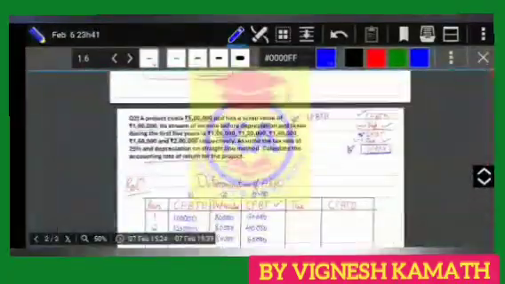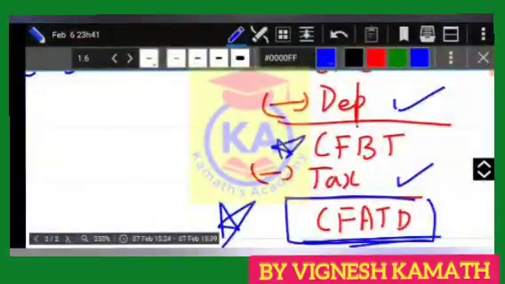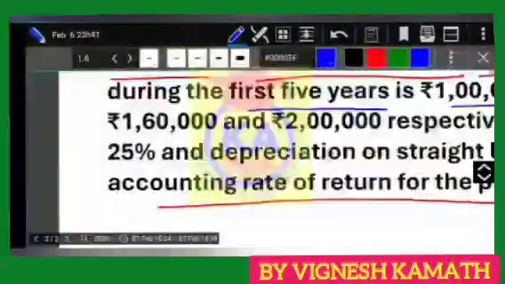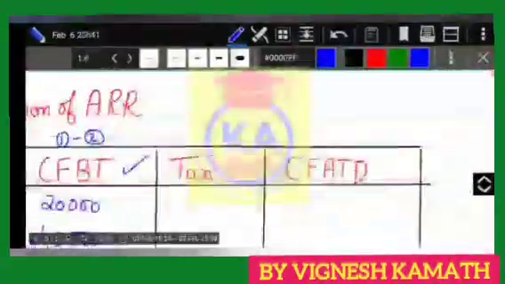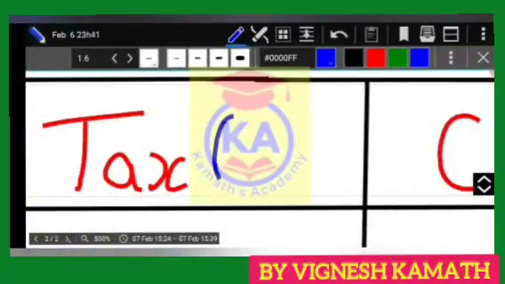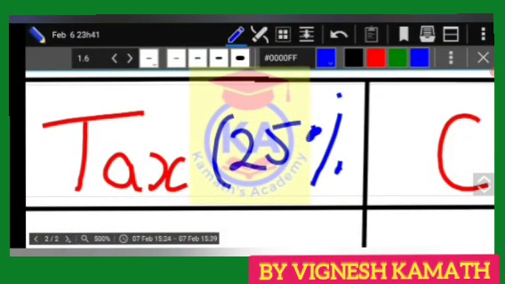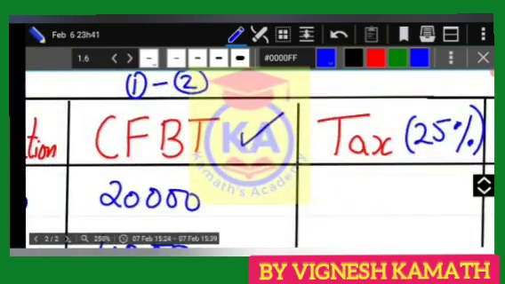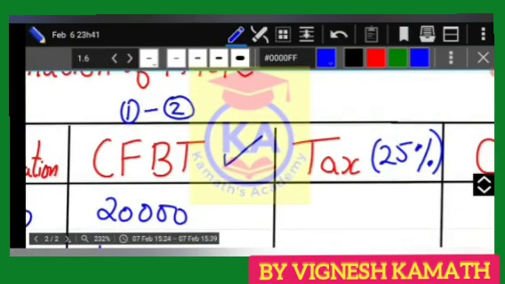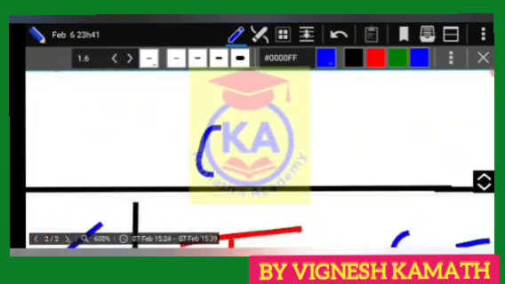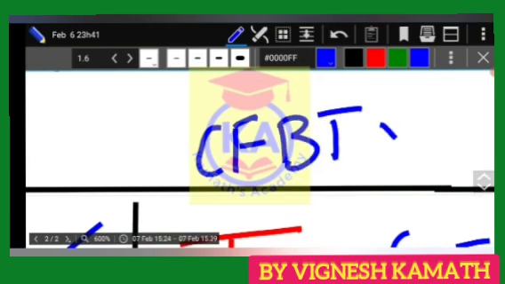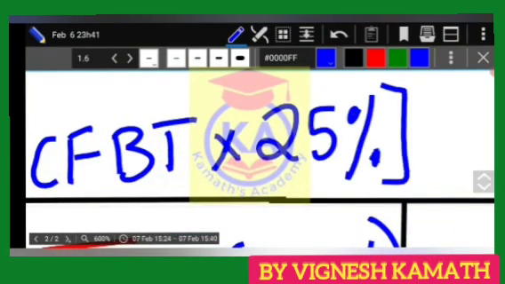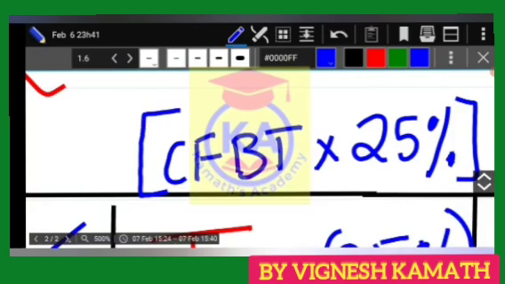Okay. Now CFBT less tax. Now here in the question it's given assume tax at 25%. Okay. Assume tax at 25%. We have to write here 25%. Now you have to compute tax on which amount? On CFBT. Okay. Tax is on CFBT. So here I'll write CFBT into 25%. Okay, so that you'll remember it very well after watching the video also.